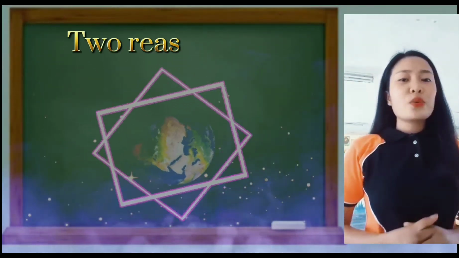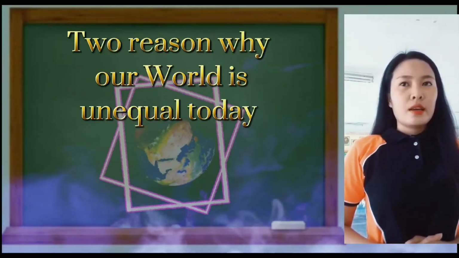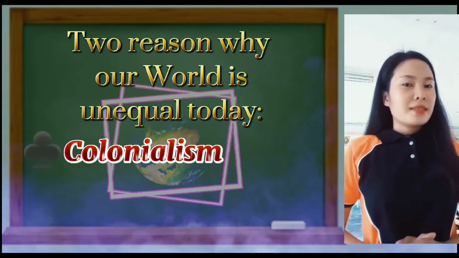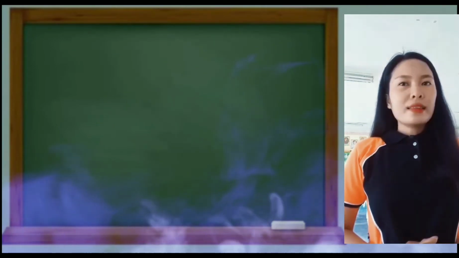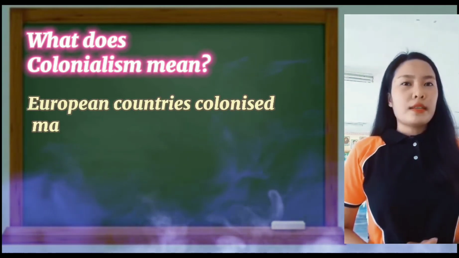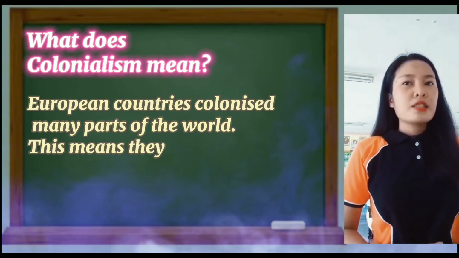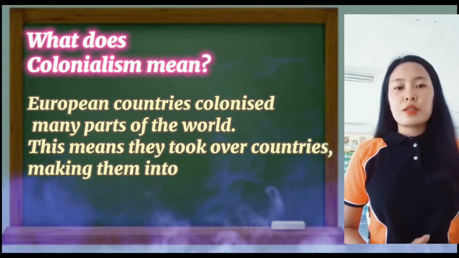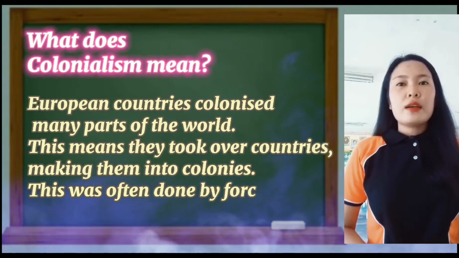There are two reasons why our world is so unequal today. The first is colonialism. Second is trade. So what does colonialism mean? European countries developed or colonized many parts of the world. This means they took over countries, making them into colonies. This was often done by force.